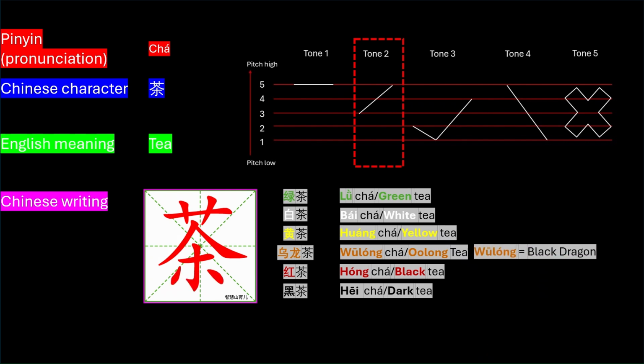Pay attention here. Oolong is not a color. Oolong means black dragon. So this is an exception. And also another exception, which is a little bit confusing, 红茶 is actually black tea. So 红 is red, but 红茶 in English is black tea. Black tea in Chinese is 红茶, actually is red tea in literal meaning.